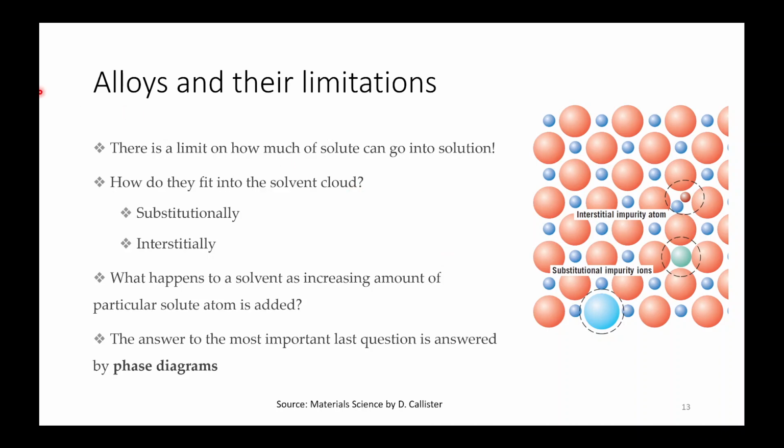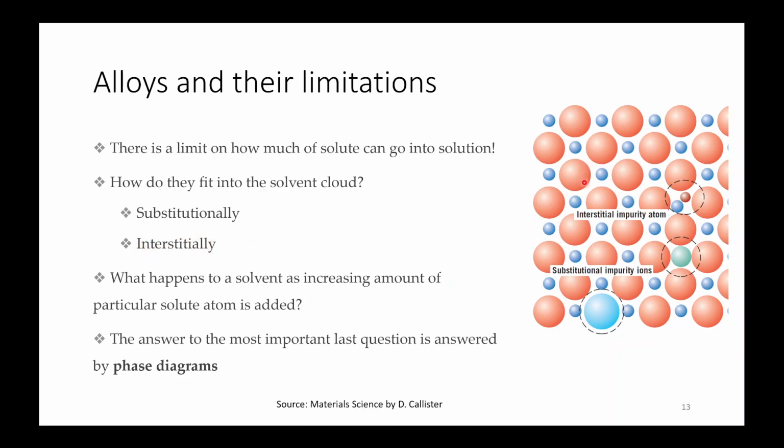Now alloys and their limitations. So there is a limit on how much of the solute can go into solution. So how do they fit into the solvent lattice? So they can either form a substitutional solution, or they can go in interstitially. In case of substitutional, it will be substituting the solvent atom. It will be going and sitting at that place, replacing that atom completely, or it can go in interstitial.